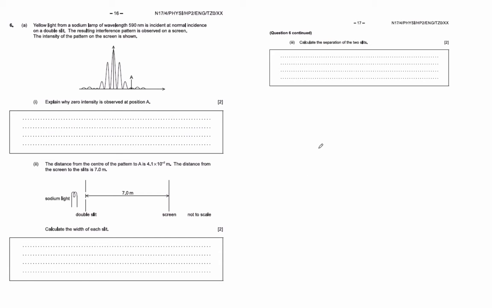Okay, yellow light from a sodium lamp of wavelength 590 nanometers, right? So our wavelength is 590 times 10 to the minus ninth meters, is incident at normal incidence on a double slit, that means it's just at right angles to it. The resulting interference pattern is shown on the screen.